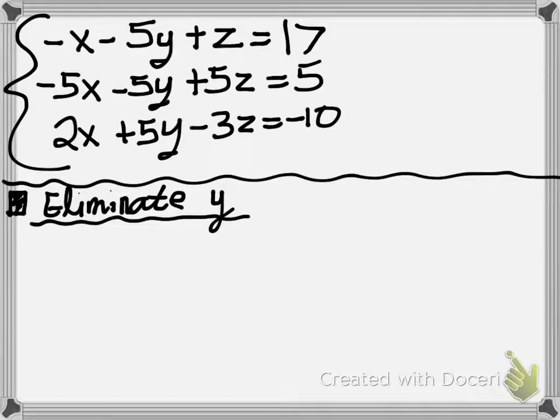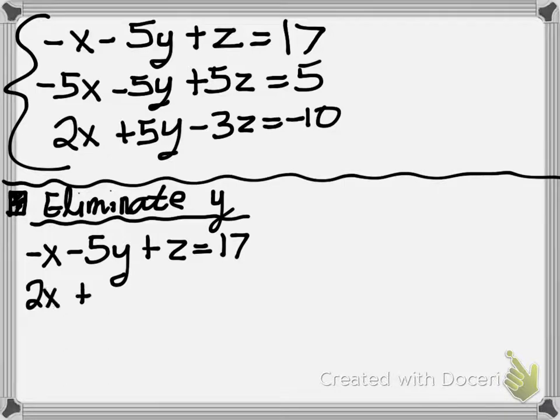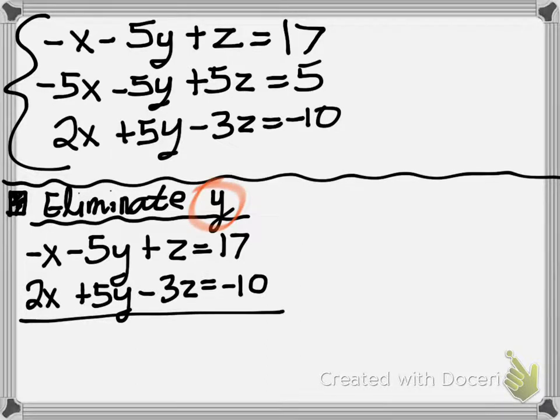So I'm going to pick the first equation and the last equation. So write those here. And all we're going to do is we decided that we are going to eliminate y. So let's go ahead and do that. We already see that the y's are -5 and +5, so they will eliminate. So let's go ahead and add them together. The y's will eliminate.